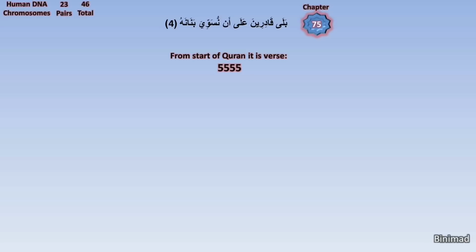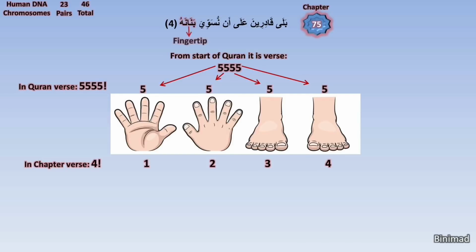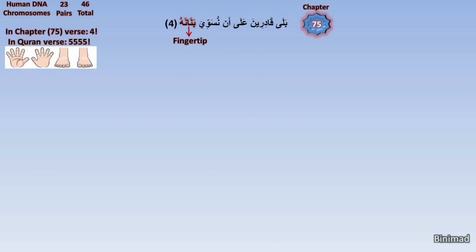And humans have 4 limbs, 2 hands and 2 feet, with 5 fingers on each. Stunningly, the verse literally specifies fingertips. And it is both verse 4 and 5555. So 1 5 for each of our 4 limbs with 5 fingers each. This amazing code is truly mind-boggling and again beyond human capacity. How can it be both verse 4 in its chapter and verse 5555 in the Quran? But this is the Quran, and the miraculous is never ending.